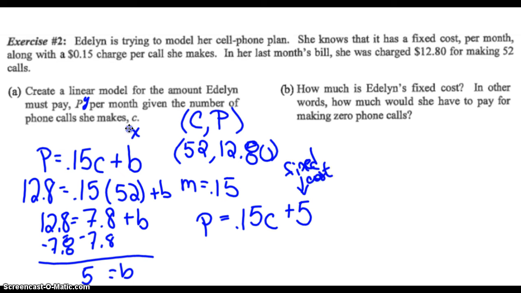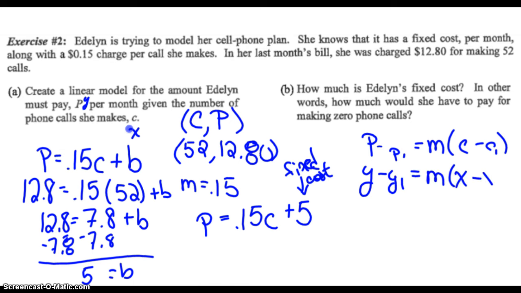Now, the math wasn't horrible, but there is another way we could also do it. You could leave it in the form. If I did point-slope here, I would have P minus P sub 1, and then I would have M, and then C minus C sub 1. And if it's easier to see it this way with the M, the X, and the X1. So calls 52.